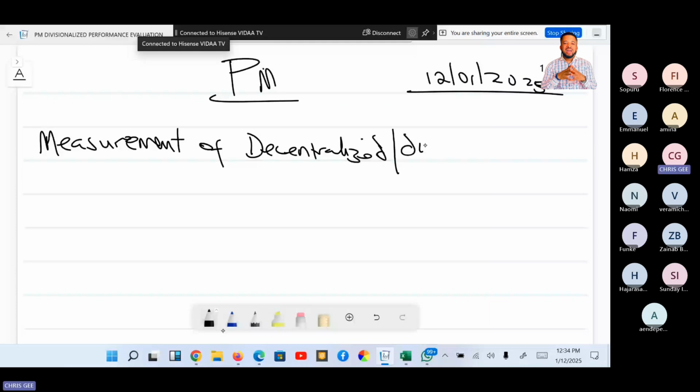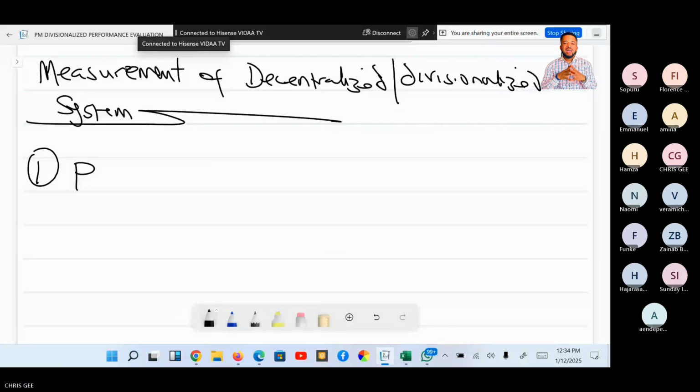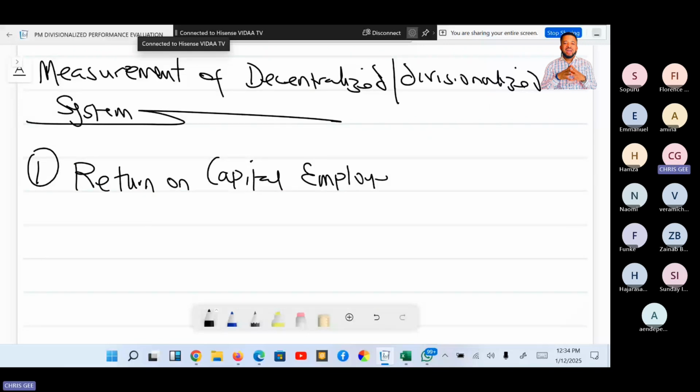Divisionalized system. The first measurement is the use of ROCE. Let me write it fully: Return on Capital Employed, and this is CE.